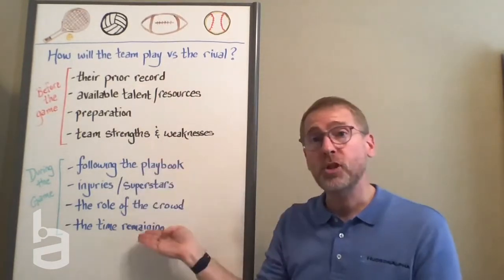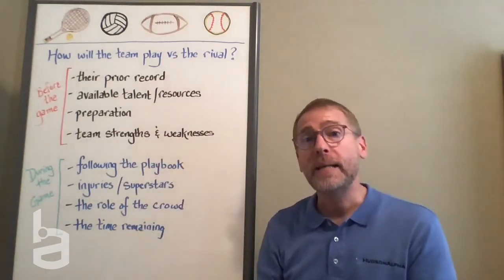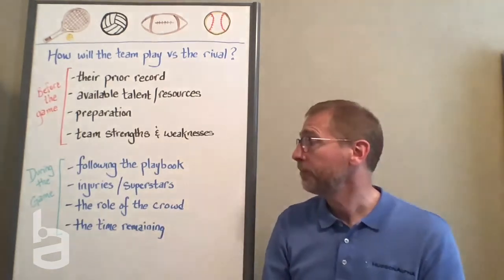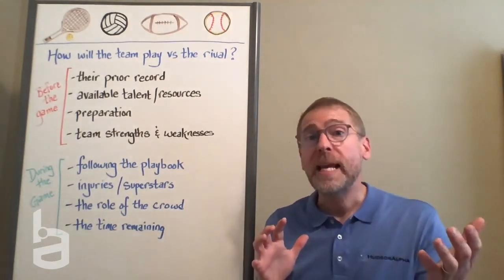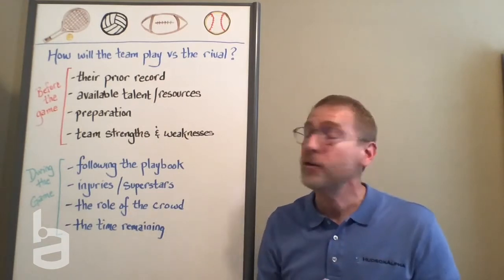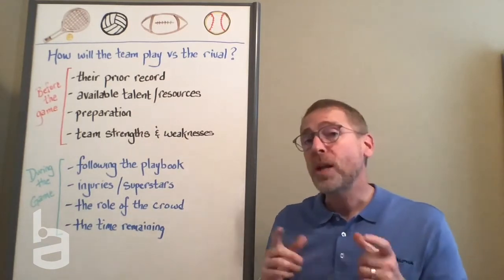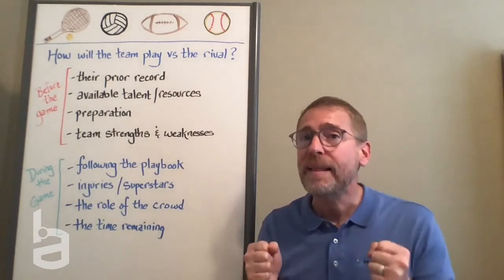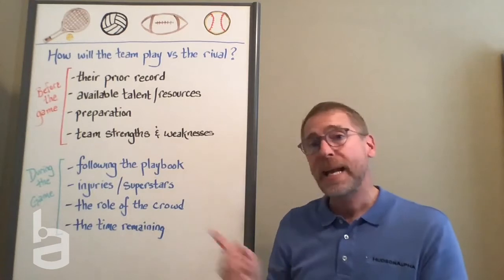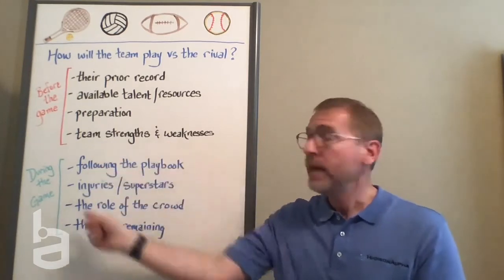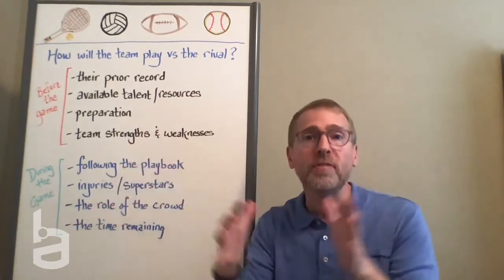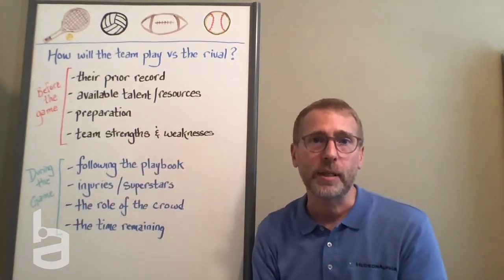And then once the game starts, you can continue to add to that model. Is everyone following the playbook, or did something unexpected happen? Are there any injuries that take out key players, or are there regular people that have really risen to the challenge to become superstars? What's the role of the crowd? Are they in the game and are they helping swing momentum towards the home team? And how much time is remaining? And all that information throughout the game, you can continue to feed into your model and refine the prediction of how you think the game is going to go.